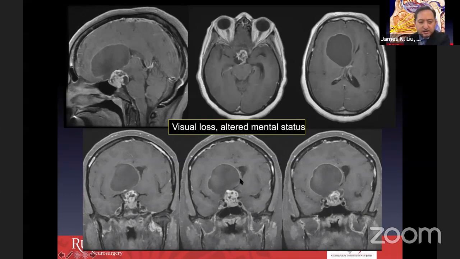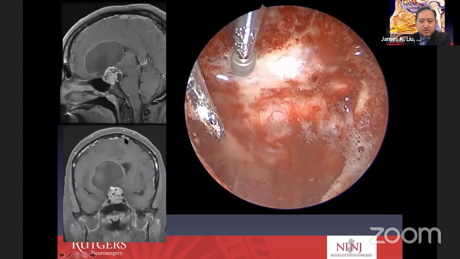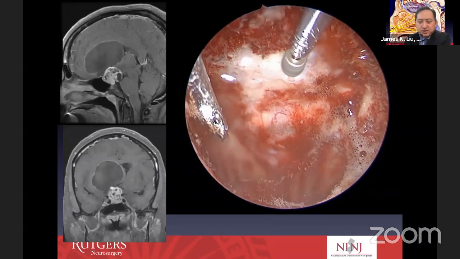So I debated which approach I would do. I considered coming transcranially first, but in this case, I decided to come in endonasally first because I felt that it would be safer, so as not to injure the optic chiasm, with an approach from below. And if I had to, I can always come in second stage transcranially if needed. So here is the surgical approach.